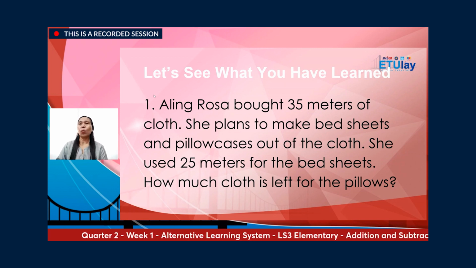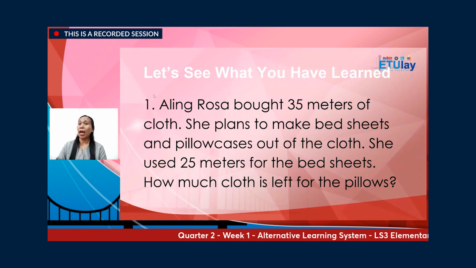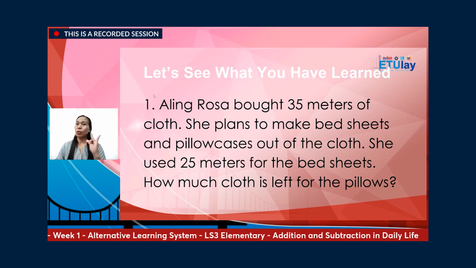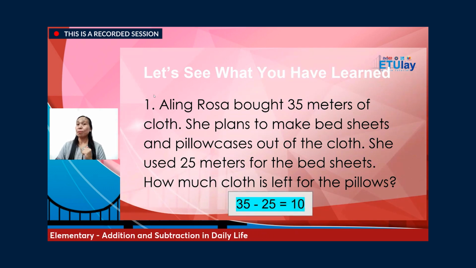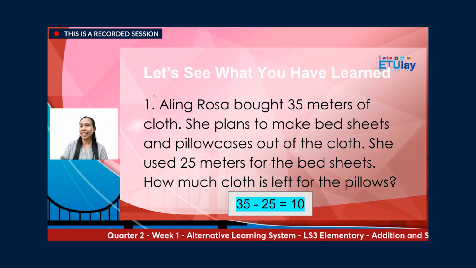This time, let's see what you have learned from our lectures for today. Number 1, Aling Rosa bought 35 meters of cloth. She planned to make bedsheets and pillowcases out of the cloth. She used 25 meters for the bedsheets. How much is left for the pillowcases? And the answer is 35 minus 25 is equal to 10. How did we get 10? 5 minus 5 is 0. 3 minus 2 is 1. Good job, learners. Hope you got it right.